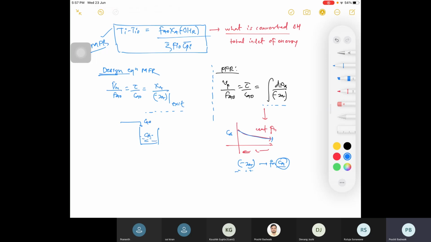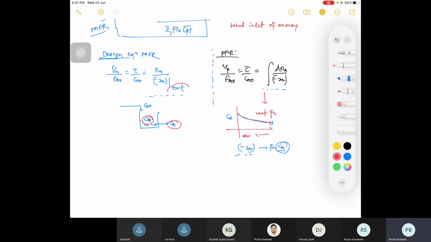Inside the reactor you have Ca, and out of the reactor your outlet is Ca. So here you can see inlet and outlet concentration is the same. So we are finding out what is your minus Ra at exit, right? Here, as soon as the Ca naught falls into your reactor, it gets converted into Ca. It is no more Ca naught.